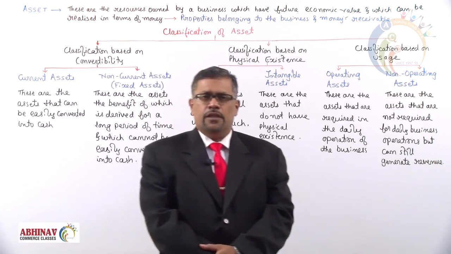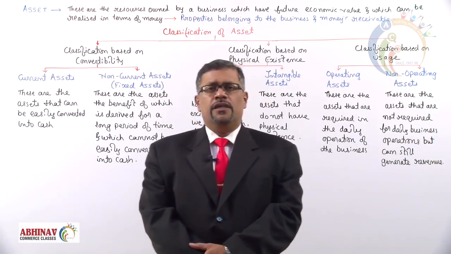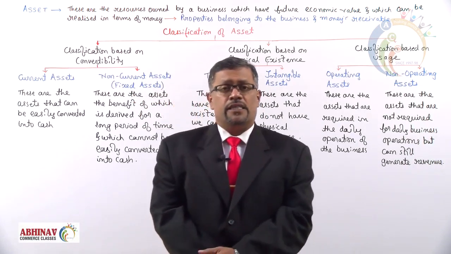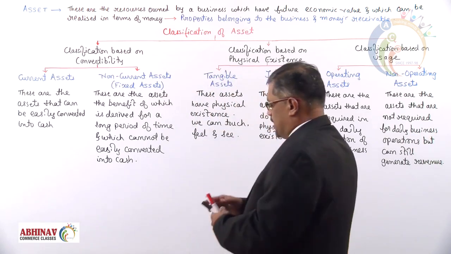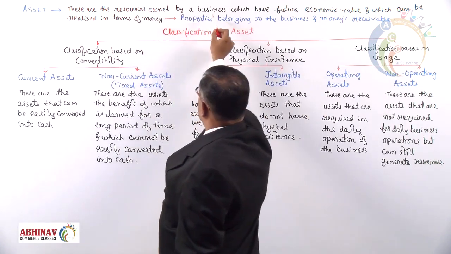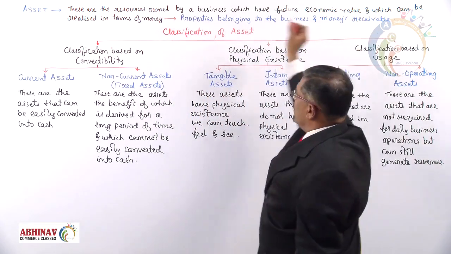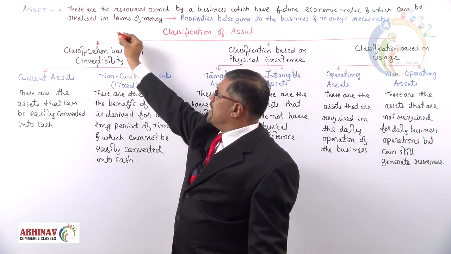In the last session, we have learned the basic terms in accounting. In this session, we shall learn the classification of asset. Let's say first, asset. These are the resources owned by a business which have future economic value and which can be realized in terms of money. I repeat, what is the asset?